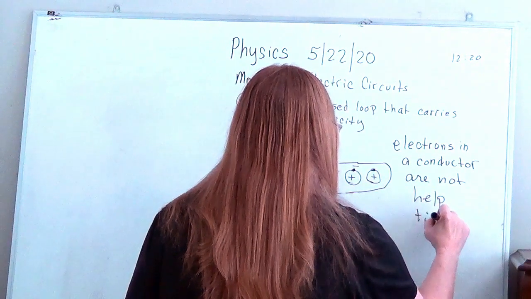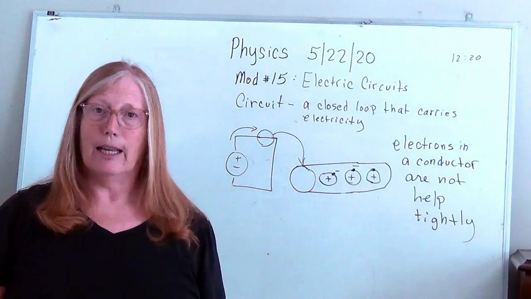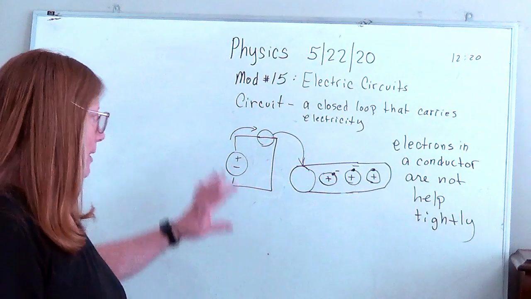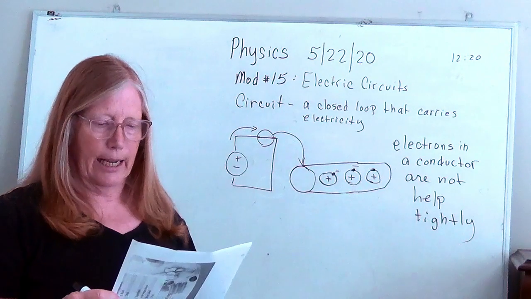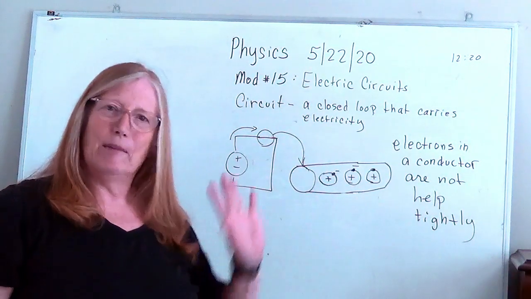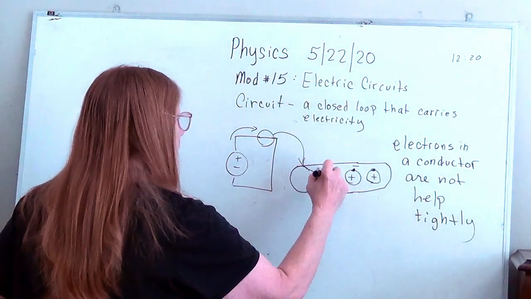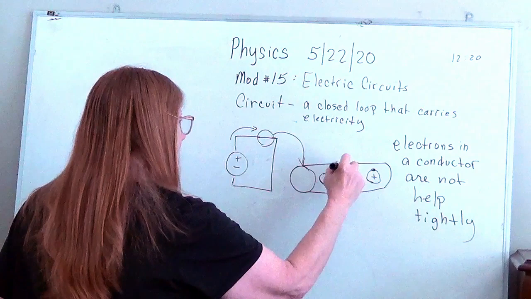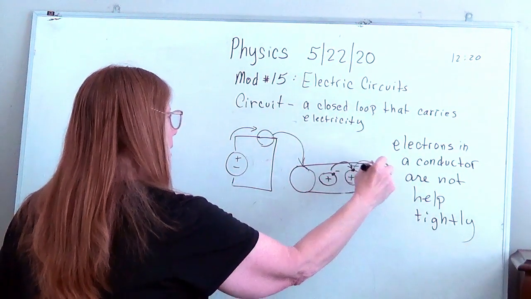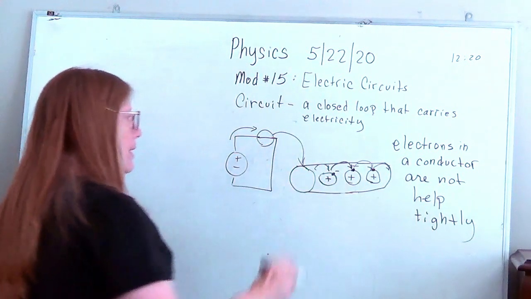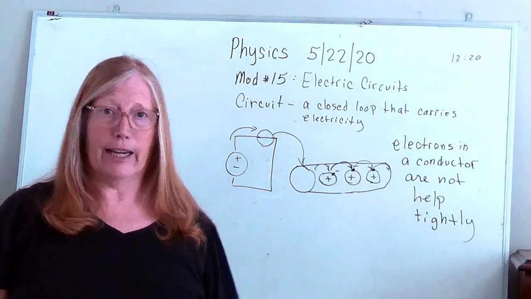tightly. They are not bound with a whole lot of glue to their position, and just with a little bit of push, we can give them a little bit of, shall we say, coercion to move. So with a little bit of push, these electrons will easily bump from this atom to this one, and at the same time this one to this one, and so on and so on. So that is what is actually happening when we see our flow of electrons.